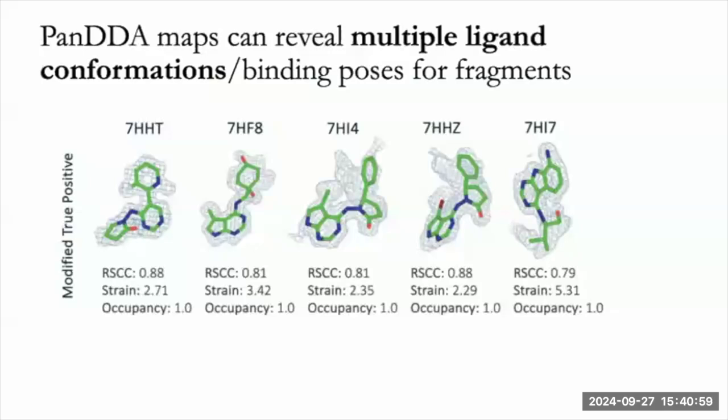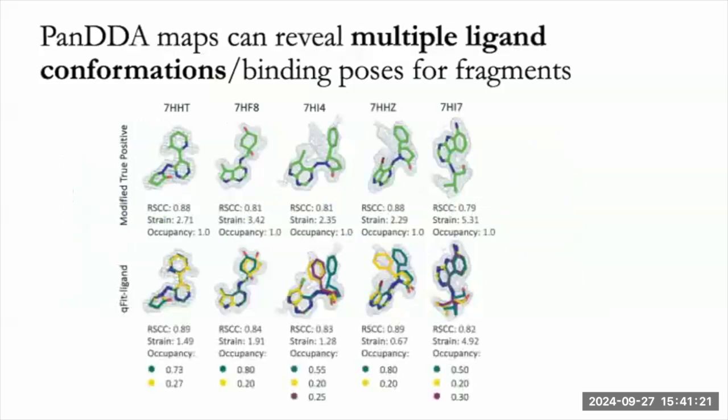But what ends up happening is they end up being at really low occupancy, and so you can't actually detect them in typical maps. These PanDDA event maps allow you to detect the ligand density, but oftentimes, because ligands are really small and flexible, they can sit in multiple conformations. And so we showed again, automatically, that we can identify these multiple conformations.